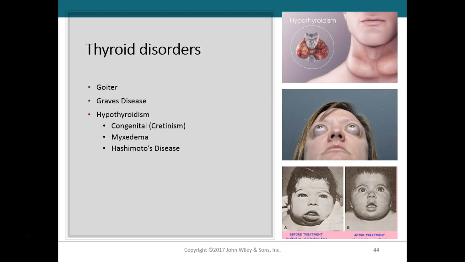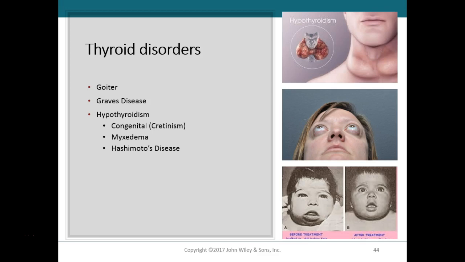A goiter, where you have that excessively enlarged thyroid gland, appears as you see here. Of course this is more of a cartoon image, but you can see the thyroid gland has increased to a very large size, and this can be associated with either hyper or hypothyroidism.